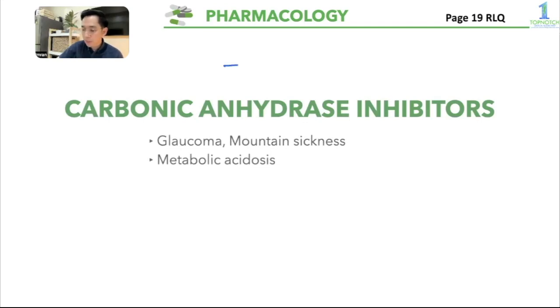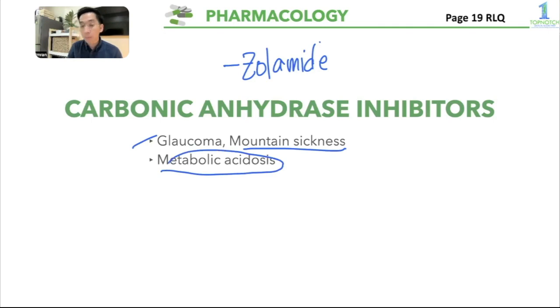Okay, so to start, punta muna tayo sa carbonic anhydrase inhibitors. Your carbonic anhydrase inhibitors, ang ending ng mga to ay mga zolamides, no? Acetazolamide, brinzolamide, dorzolamide, mga ganyan, no? It's used for the treatment of your glaucoma and mountain sickness. And the side effect would be metabolic acidosis.